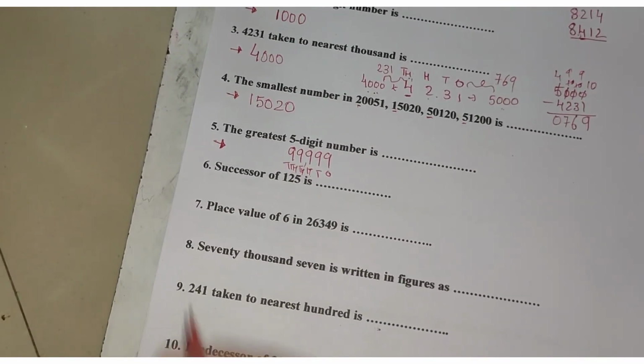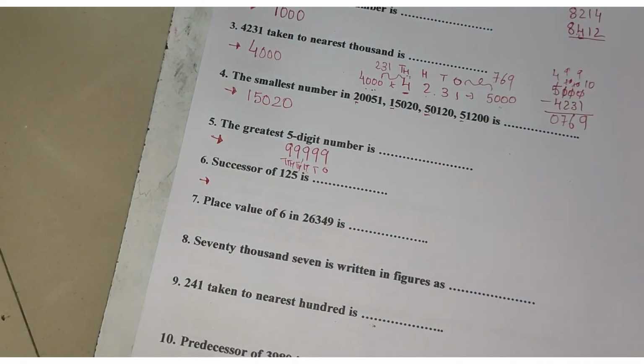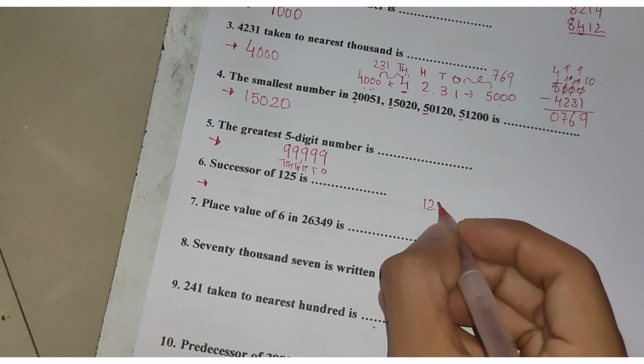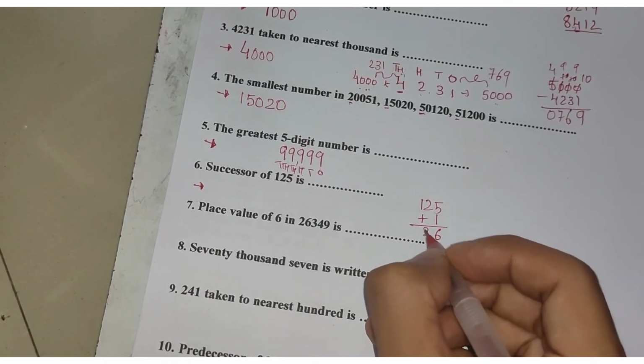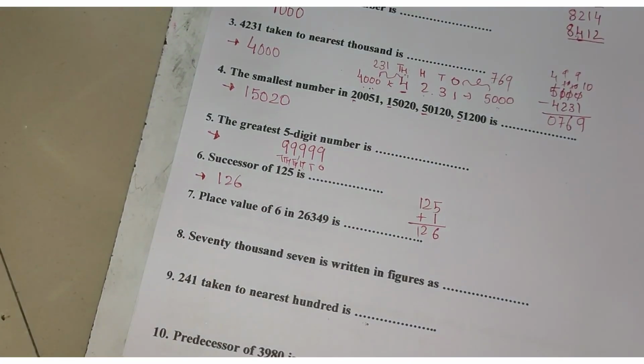Successor of 125, we have already discussed in the previous video. Successor means plus 1, the very next number; predecessor means minus 1, the previous number. So here we have to identify the successor. So 125 plus 1, this becomes 6, 2 and 1. So 126 will be the successor of the number 125.